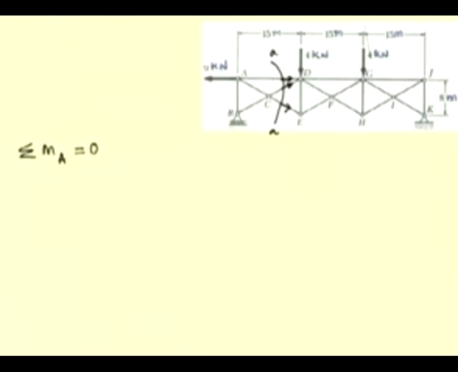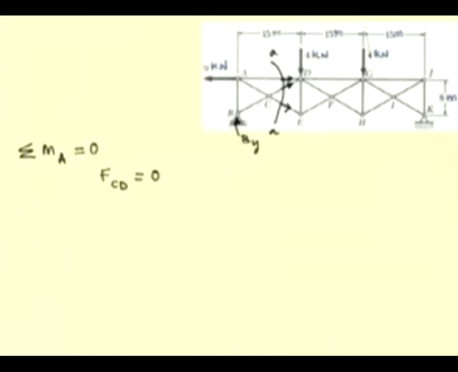and all other forces, that is the reactive force at B and the applied force of 9 kilonewton at A, are all concurrent at A. Thereby, the force in the member CD has to be 0, because the moment of this force cannot be balanced by any of these forces. So, from this equation we find that the force in the member CD is 0.